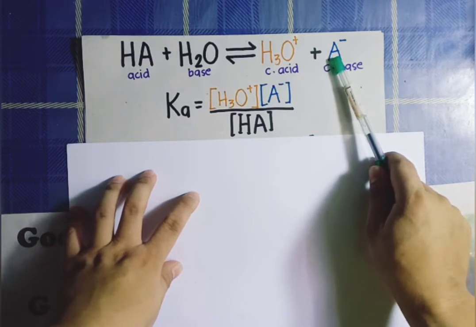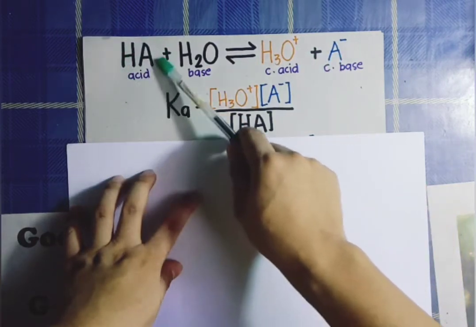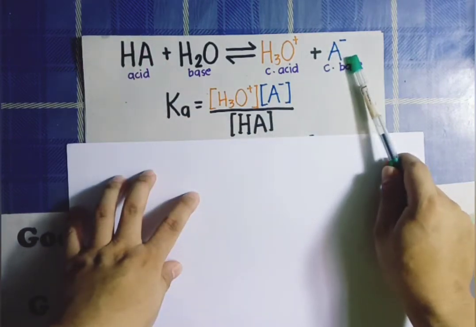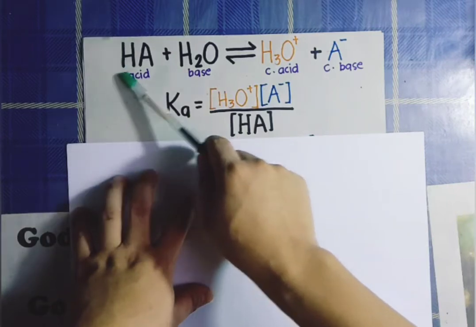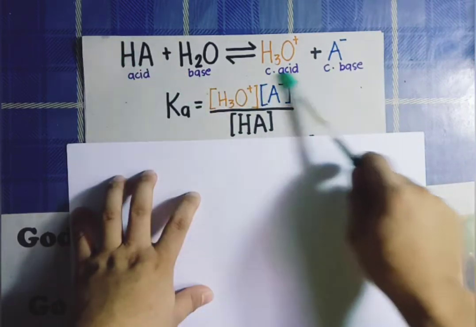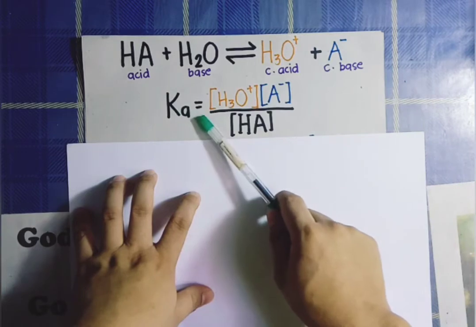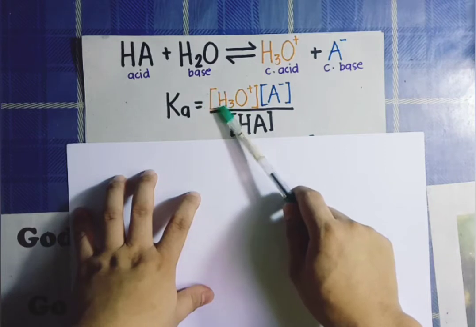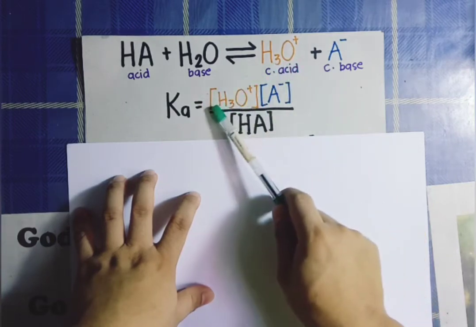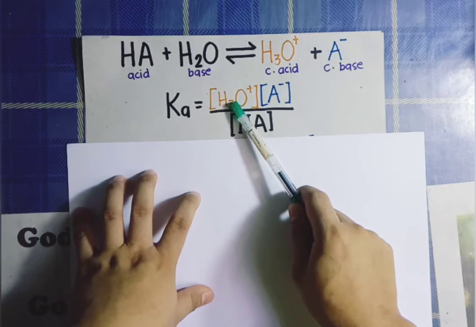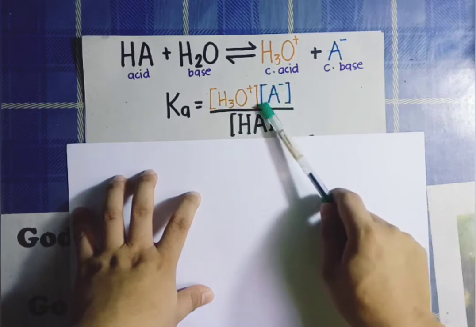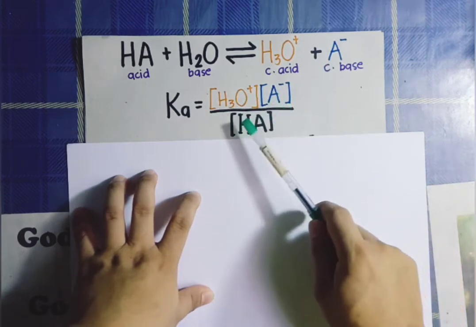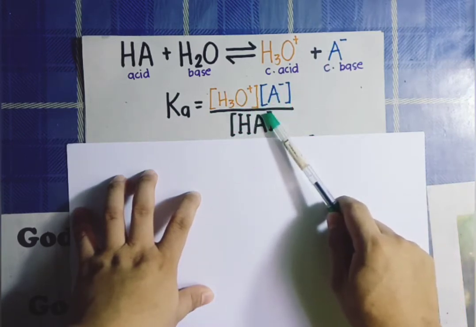Now, to create a buffer solution, we need to combine this HA with a salt that contains A- ion. If we are going to write the dissociation constant expression for this equation, then we will have Ka, or dissociation constant for acid, is equal to the molar concentration of hydronium ion multiplied by the molar concentration of our conjugate base, in this case A-, divided by the molar concentration of our parent acid, or our hypothetical acid, HA.